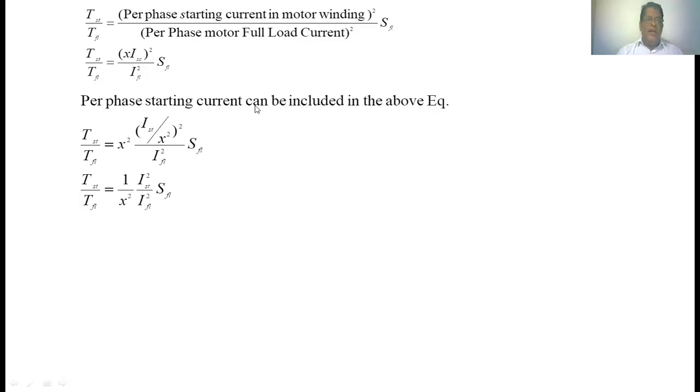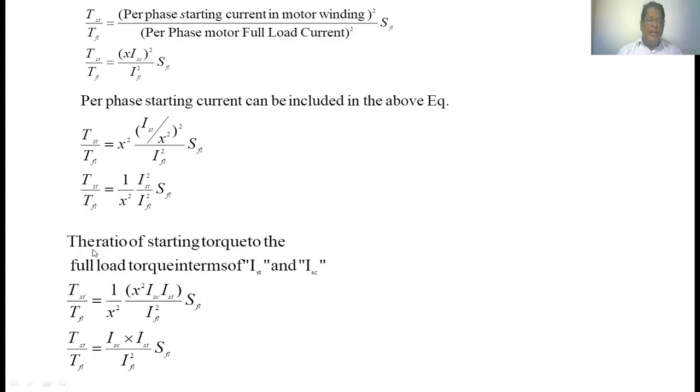The per phase starting current can be included in the above equation. We know the relation that IST is equal to X square into ISC, so ISC equals IST by X square. So in place of ISC, we substitute IST by X square, whole square. To simplify the above equation, we get T starting by T full load equal to 1 by X square into ISC square by IFL whole square into SFL. Now this is the relation between the starting torque and the full load torque in terms of the starting current taken by the motor and the full load current taken by the motor.